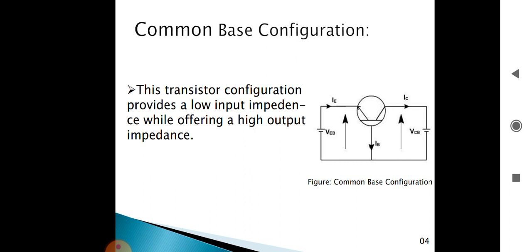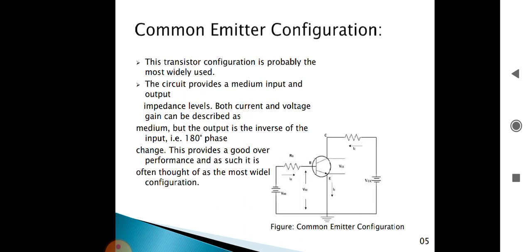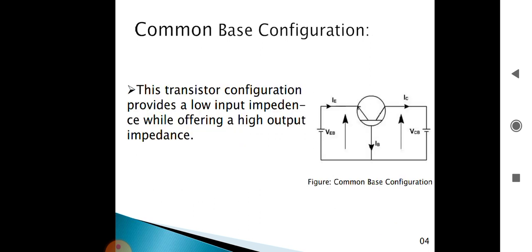So the common base configuration of the transistor is shown on your screen. Input is applied between emitter and base. The base acts as a common terminal between input and output port. The input voltage is therefore VEB, and input current is IE. VEB means voltage between emitter and base, and current IE means emitter current. The output is taken between collector and base, therefore output voltage is VCB and output current is IC. So you can see the input current, input voltage, output current, output voltage, base current.